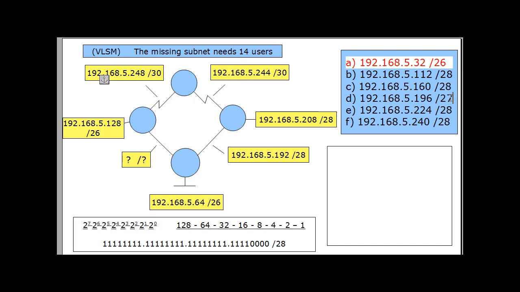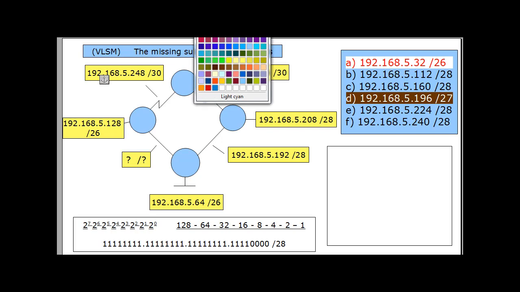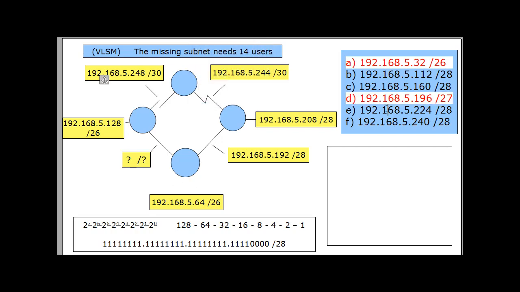That's wrong. And we know that this /27 is also wrong, right? So I'll make that red. So we know that those two answers are wrong. So we're looking for one of these other B, C, E, or F has the right answer. Now we'll start examining this diagram to see if we can narrow it down even further. Let's look right off the bat at this bottom network, 192.168.5.64/26.